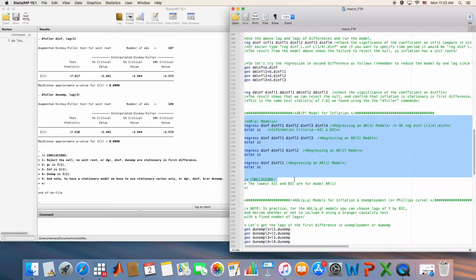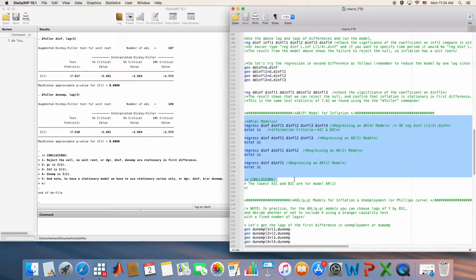One of the very important questions in time series is what is the degree of an AR model? In other words, how many lags do I need to include in order to forecast inflation, or to forecast the variable? Does inflation today depend on only the last quarter, or the last 2 quarters, or the last 3 quarters, or the last year, or the last 5 years, and so on?